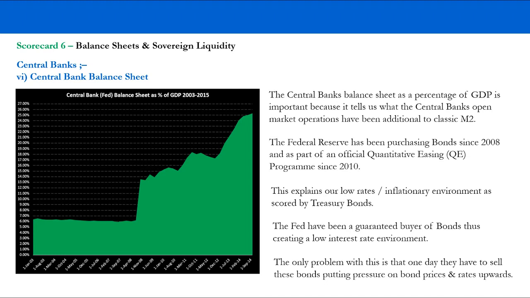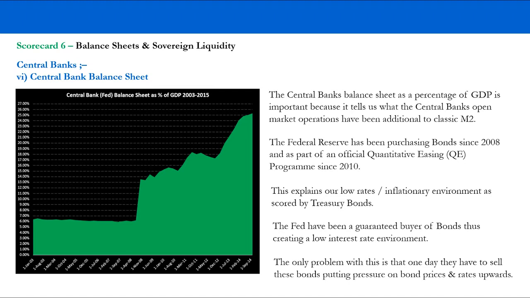Because the Fed, through open market operations, has been a guaranteed buyer of bonds, thus creating a low interest rate environment. And you can see here, since 2008, the Fed's balance sheet has increased rapidly as a percentage of GDP from around 6% of GDP to around 25% of GDP, which is a huge increase.